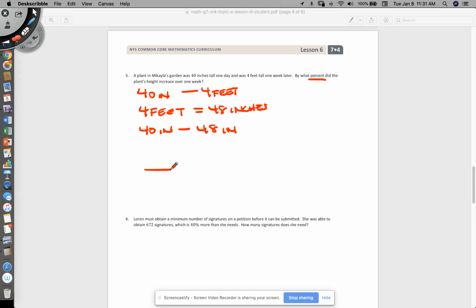So we're going to do line equals line, always over 100. We're looking for the percent, and I'm going to let you figure out what goes over here. So go ahead and solve out number 5, and I'll meet you on number 6.